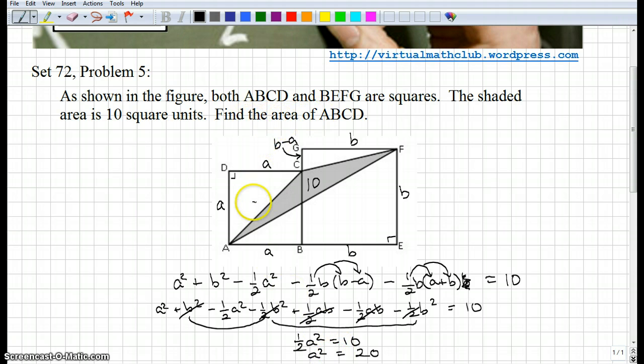We want to find the area of this smaller square, ABCD, and the area of that is A squared. So that's our answer: 20 square units. That's kind of an interesting result too, because it really doesn't matter how big B is. If we connect the far corners of the squares, and then connect this upper corner to the far corners, and that's 10, then we can find the area of the small square.